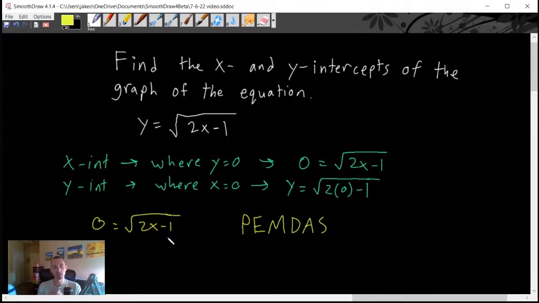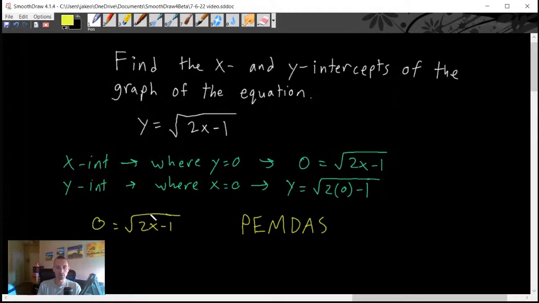Well, the reason I bring up PEMDAS and the reason I bring all this up is because if we're trying to move all this stuff to the other side of the equation and get our x all by itself, we're going to move them over in the opposite order that we would do those operations to x.